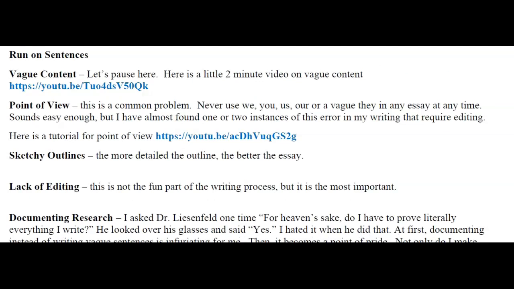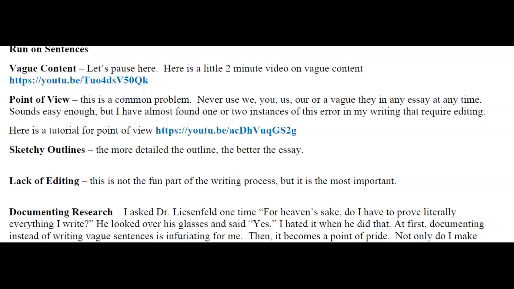Lack of editing. I get in a hurry. I don't want to go back and reread what I just wrote. I just want to submit it. All I want to do is write it, save it as a PDF, and submit it. I don't want to spend any more time on this. Well, that's not the fun part, but editing is the most important part. If I stop and read my content out loud, I will catch 99.9% of the essay issues. Always. So that's all I have to say about that.